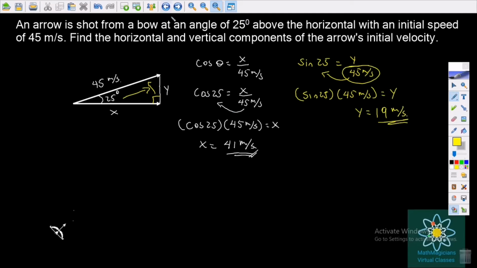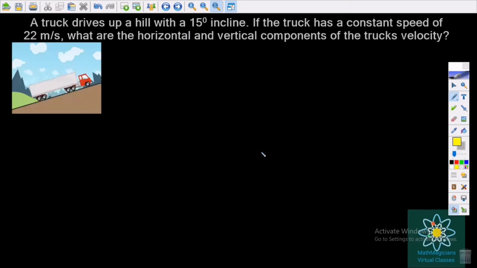Let's continue with the next exercise. The next exercise says a truck drives up a hill with a 15-degree incline. If the truck has a constant speed of 22 meters per second, 22 meters per second is the constant speed and 15 degrees is the angle. What are the horizontal and vertical components? We're looking for the same thing.